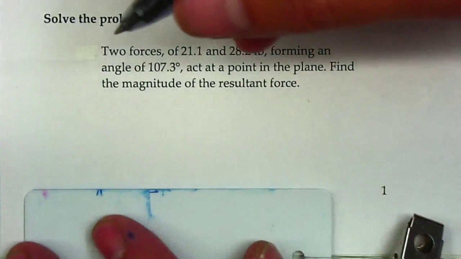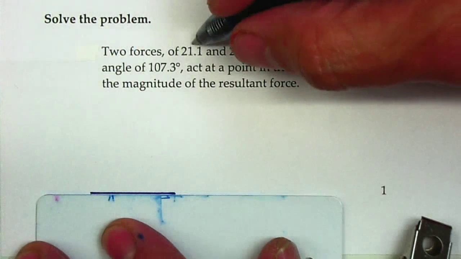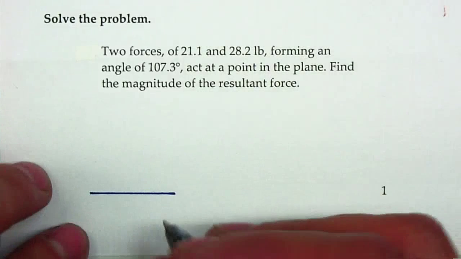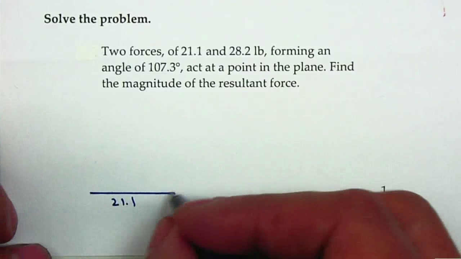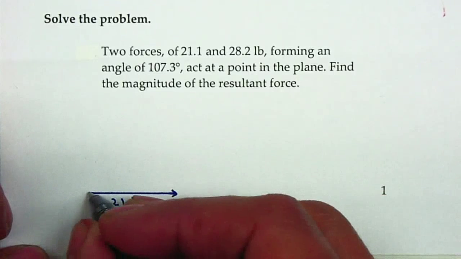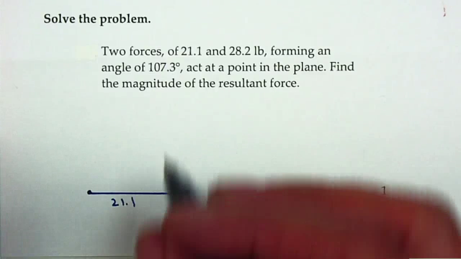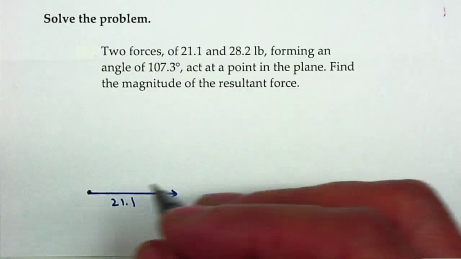And remember, we are working with vectors. So I'll place my horizontal force first, and you can decide whether you want it to be 21 or 28. Let's place this one first as a 21.1 force. And they act on the same point. The angle between them is 107 degrees.